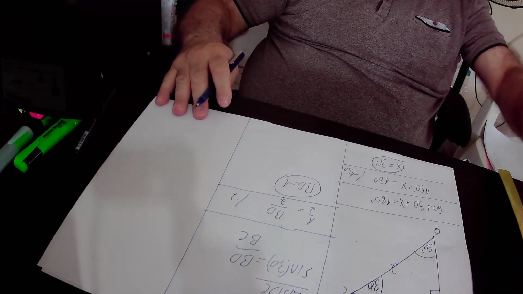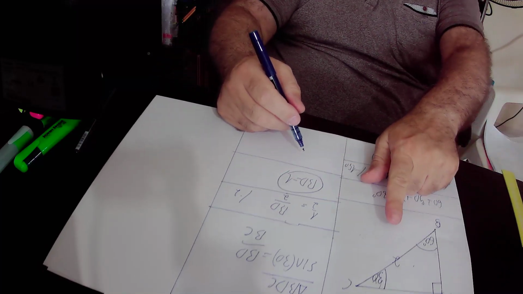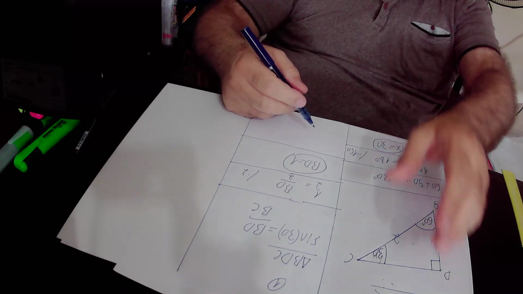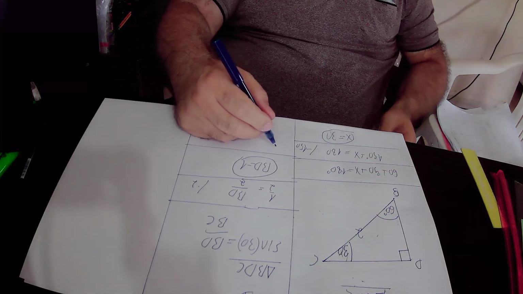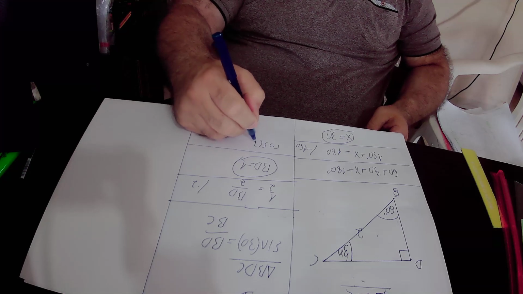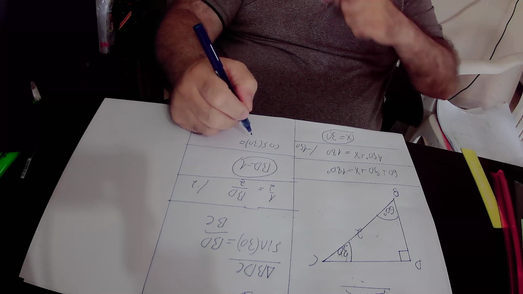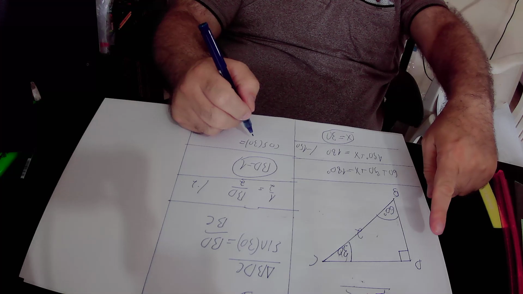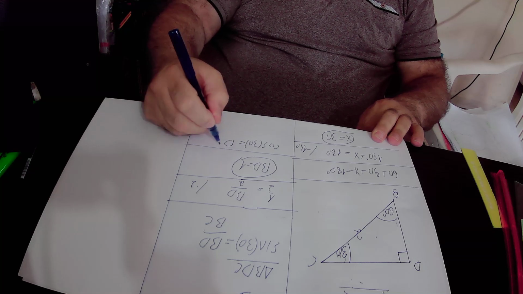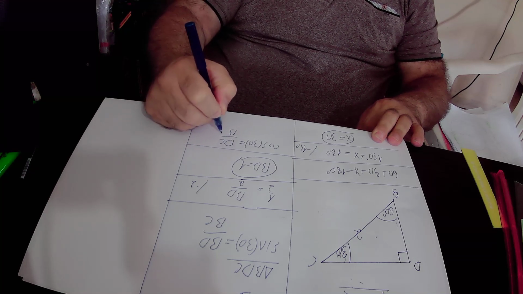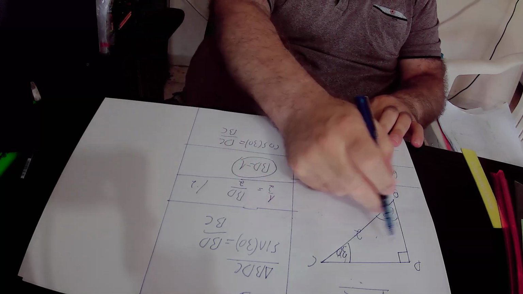So we continue to focus on the right triangle, triangle BDC. In the right triangle BDC, cosine 30 degrees is equal to DC over BC. Again, cosine 30 degrees equals DC over BC.